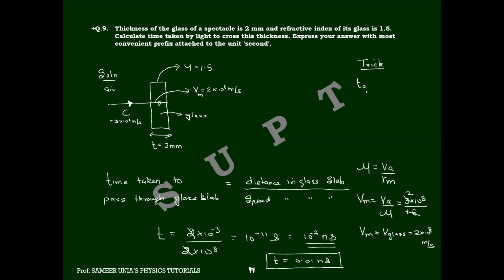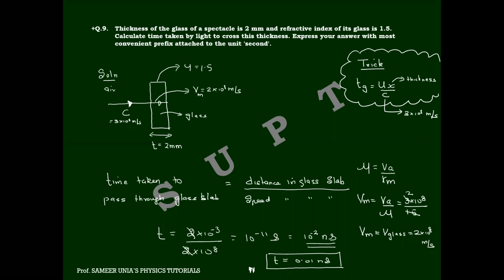Always remember, the time taken to pass through a glass slab is mu x by c, or mu t by c. Here mu is the refractive index, x is the thickness, and c is the speed of light. So this is the direct result. If you remember the trick, it will be better for you. The formula becomes mu x by c. Remember, mu x by c. Getting it? Okay.